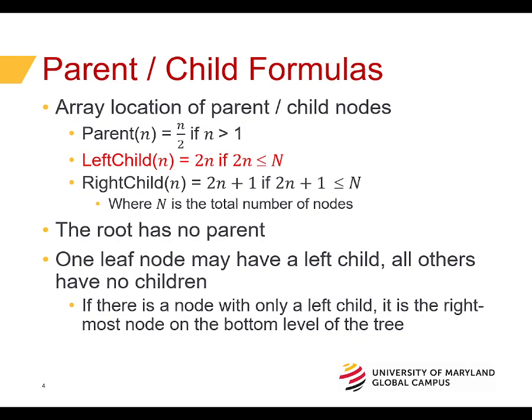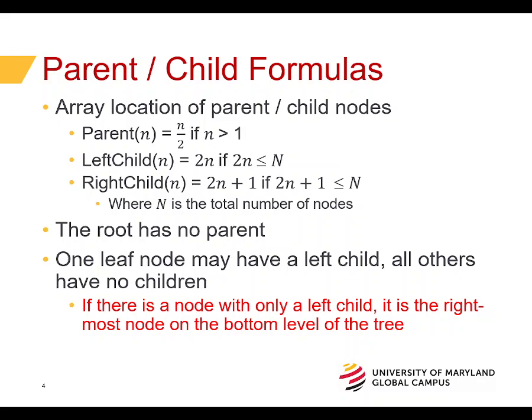The left node, or the left child of a node stored at n, is stored at 2n, and its right child at 2n plus 1. These formulas apply to all nodes except leaf nodes. The root, of course, has no parent, which is why the first formula does not apply to it. There is only one leaf node that can have only a left child. All others have no children. If there is a node with only a left child, it is the rightmost node on the bottom level of the tree.